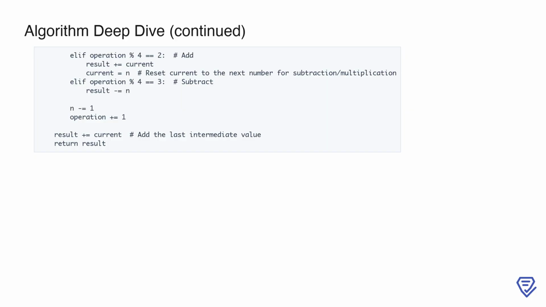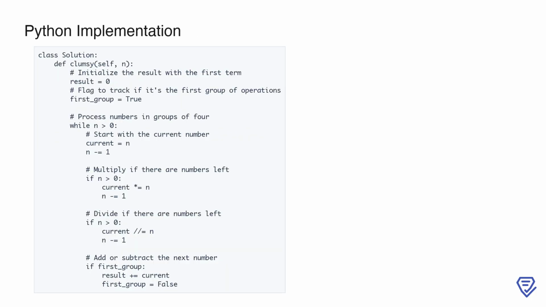This implementation is both time efficient, as it processes every number only once, and space efficient, as it uses just a handful of variables. The careful handling of edge cases and the modular approach to operation cycling make the solution robust and easy to code. This straightforward algorithm demonstrates how a seemingly complex problem can be broken into smaller, repetitive components, making it manageable and efficient to solve. Here, we define a Python class called solution and implement the clumsy method inside it.